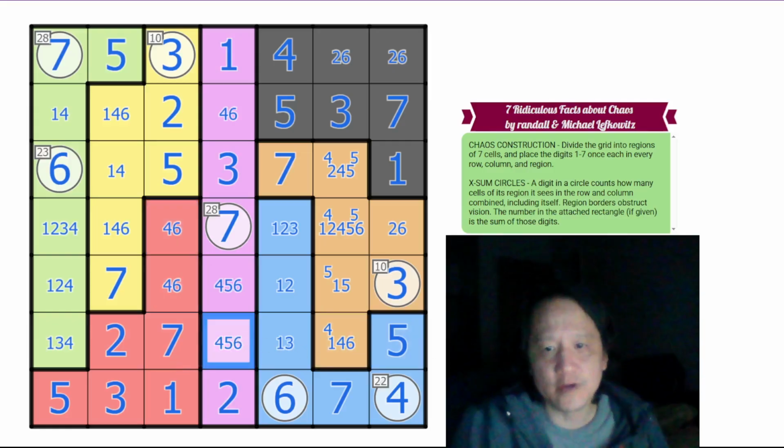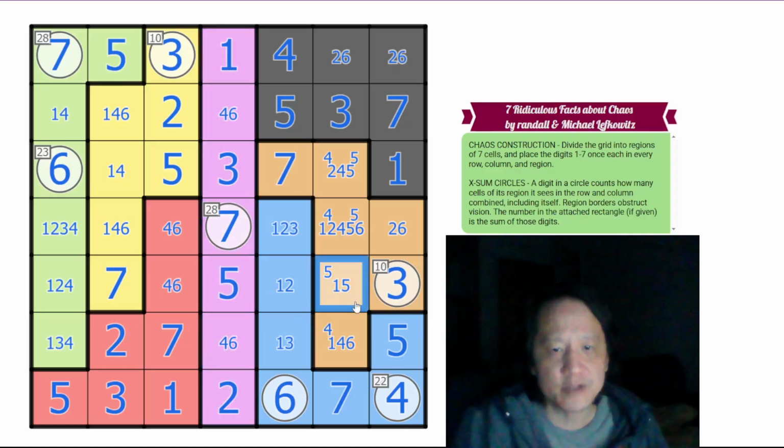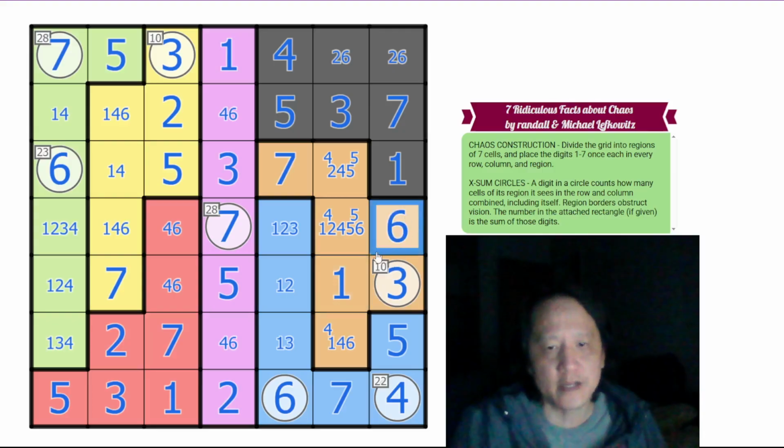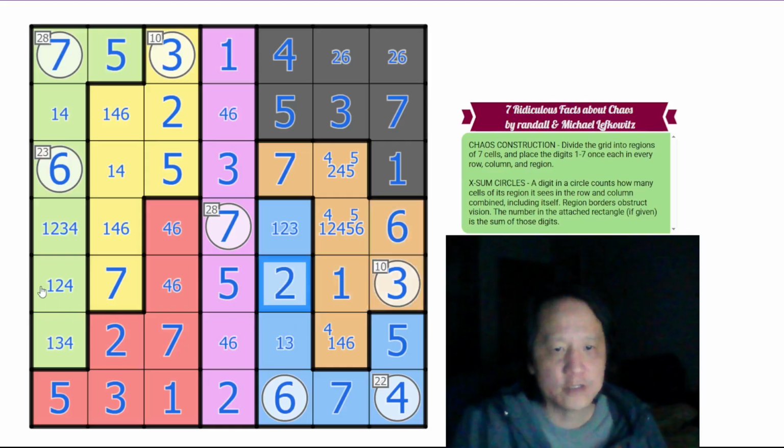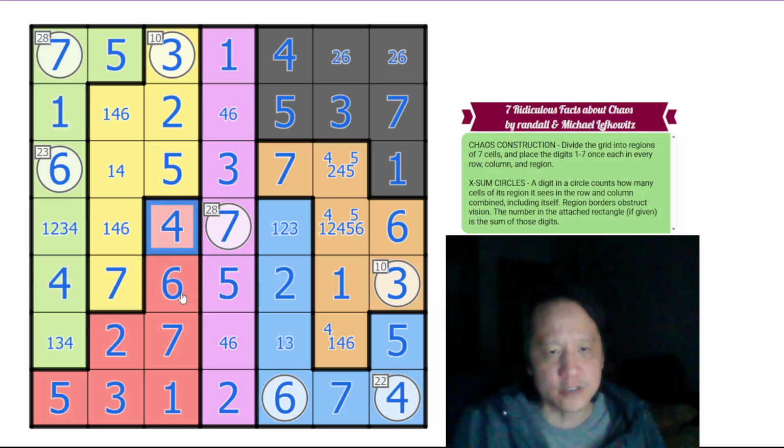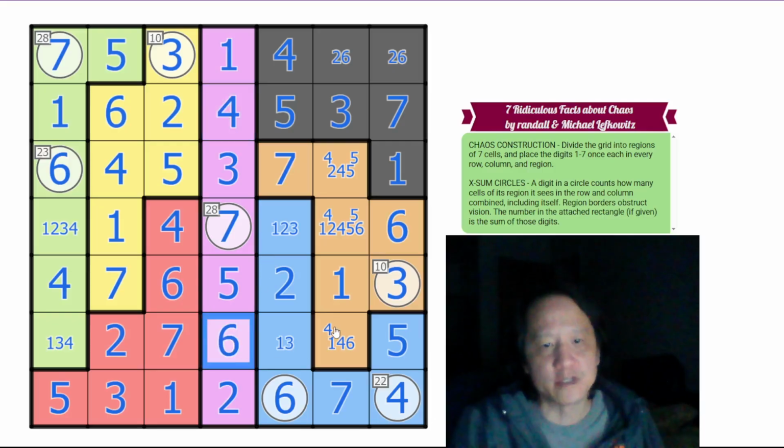5 eliminates 5 here. Where is the 5 in column 4? It has to be here, which eliminates 5 here. So this is 1 and 6 adding up to 10 for this orange. That eliminates 1 here. So this is 2. This can't be 1 or 2. It's 4, which means this can't be 4. It's 1. 4 eliminates 4 here, so it's 6 and 4. This can't be 4 or 6, so it's 1, which makes that 4, which makes that 6, which makes that 4, which makes that 6.